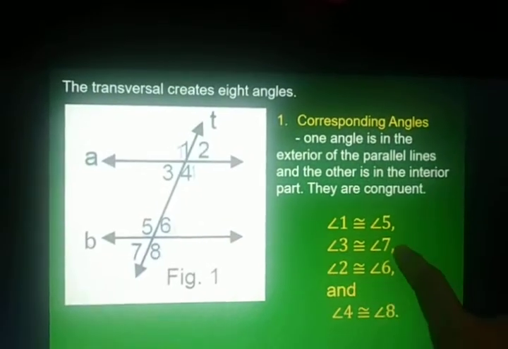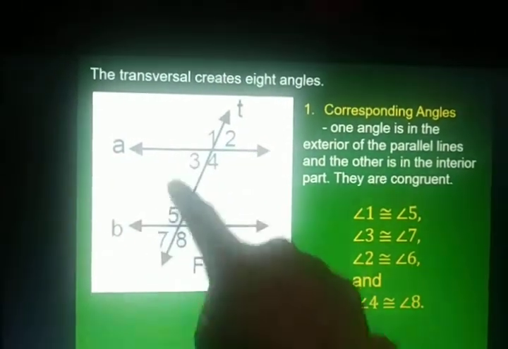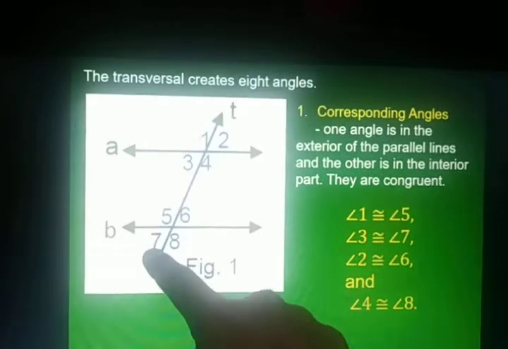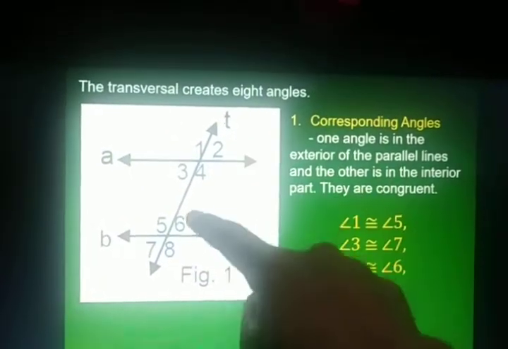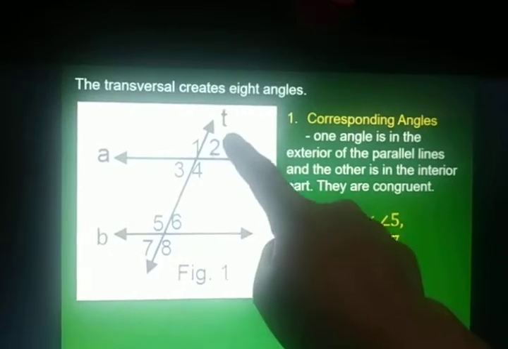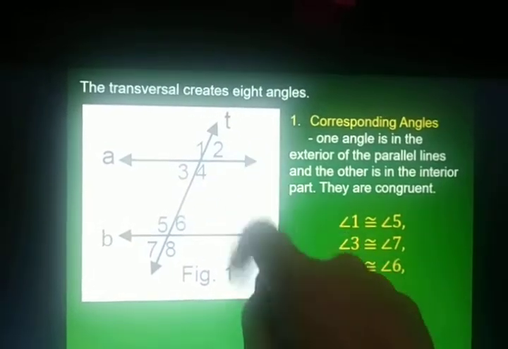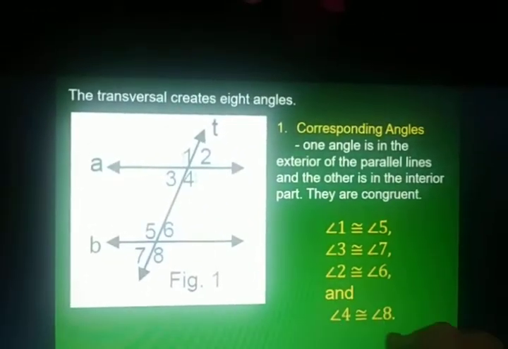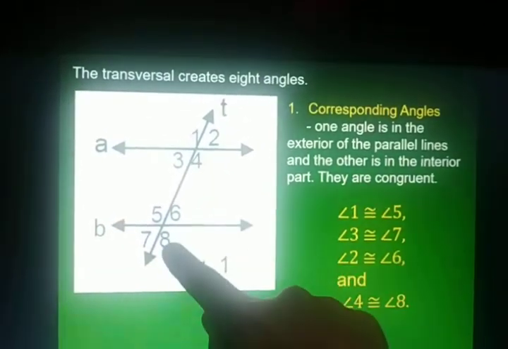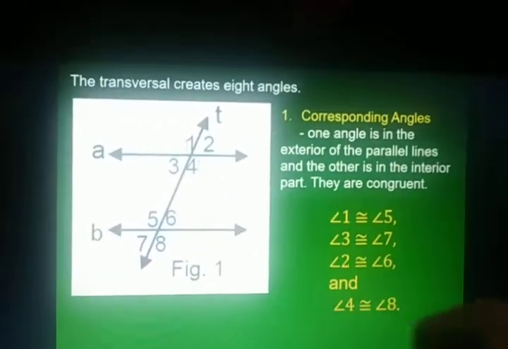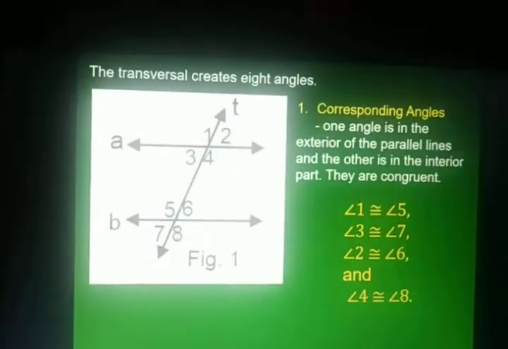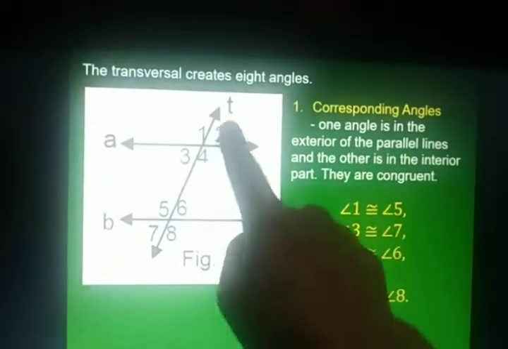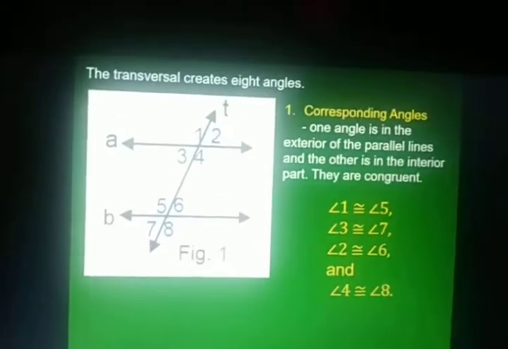Next, angle 3 and angle 7. Angle 3, angle 7. Okay, interior, exterior, below the parallel lines. Angle 2 and angle 6. Angle 2, angle 6. Okay, exterior, interior, above the parallel lines. And angle 4 and angle 8 are interior and exterior, below the parallel lines. Okay, those are our corresponding angles. 1, 5, 3, 7, 2, 6, and 4, 8.